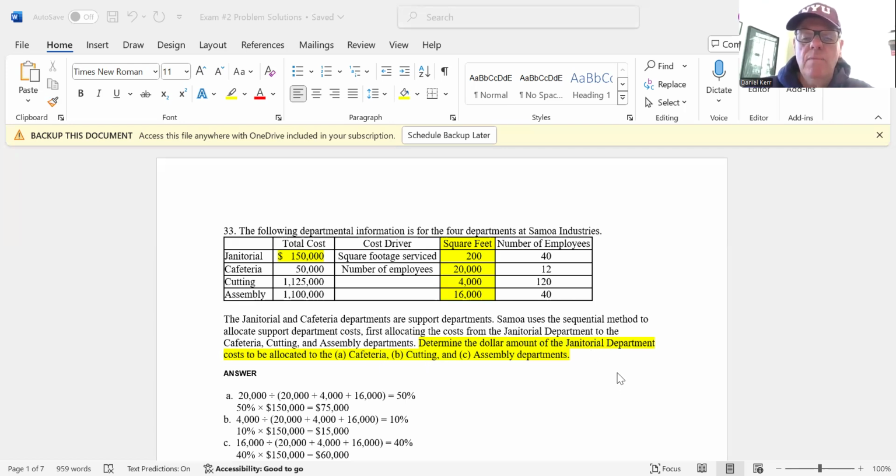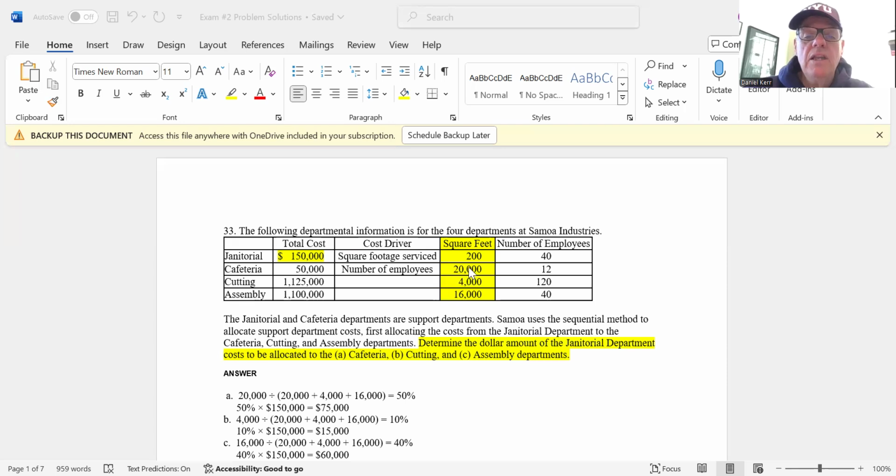And some of you took this problem further and then reallocated the cafeteria cost to the other 2 production departments, which was fine, but that wasn't the question. It was determine the amount of janitorial department cost to be allocated to cafeteria, cutting, and assembly. So in order to answer that question, notice what I've highlighted here. The total cost of the janitorial department is $150,000, and you're going to allocate those on the basis of the square feet. So janitorial costs should be allocated on the basis of square foot.